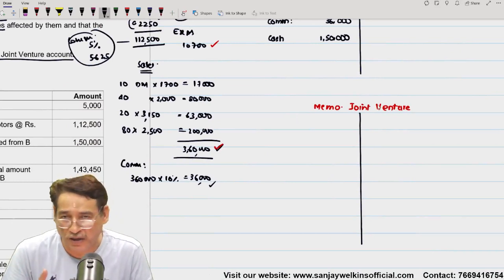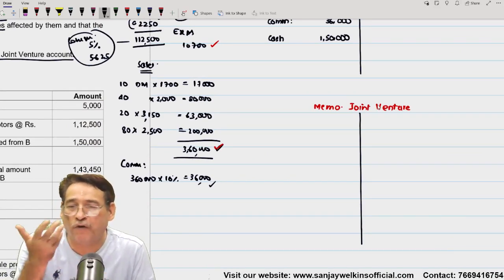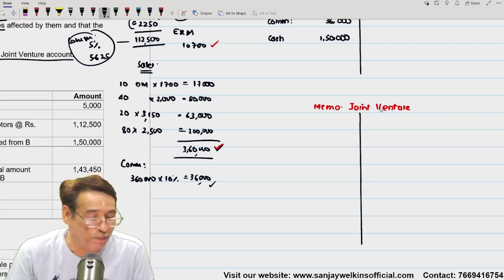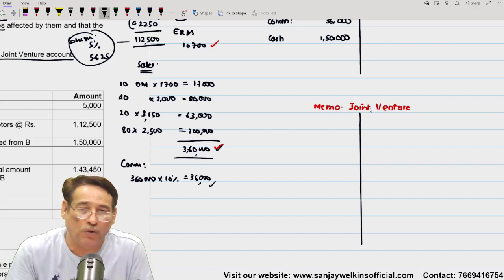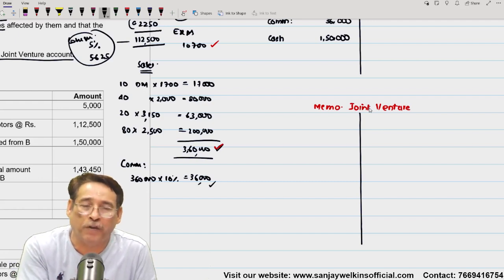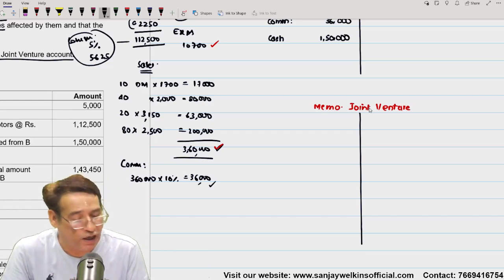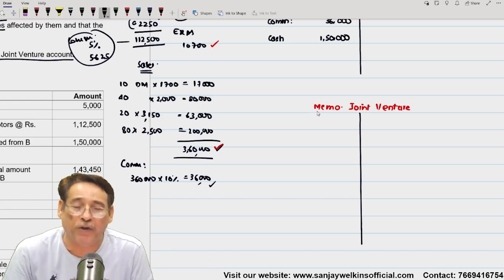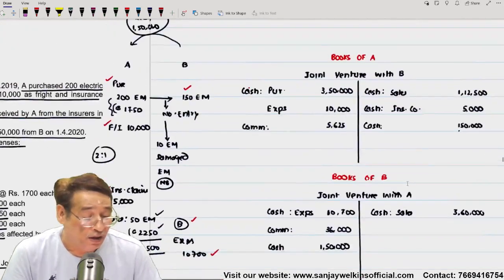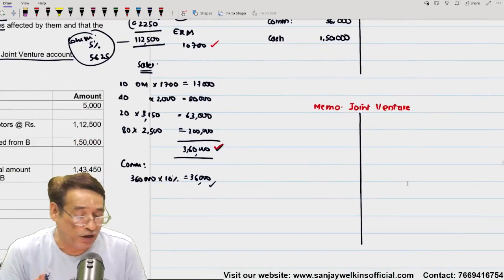Why in accounts and when do we use the word memorandum? When we deviate from normal accounting policy. We will see that this time when I am going to prepare the joint venture account, I am not going to prepare it as per the rules which so far we were following in preparing the joint venture. Because now we will deviate from those rules. That is why we are going to use the word memorandum. Memorandum in accounts is used when we deviate from the normal practice. Is it clear?